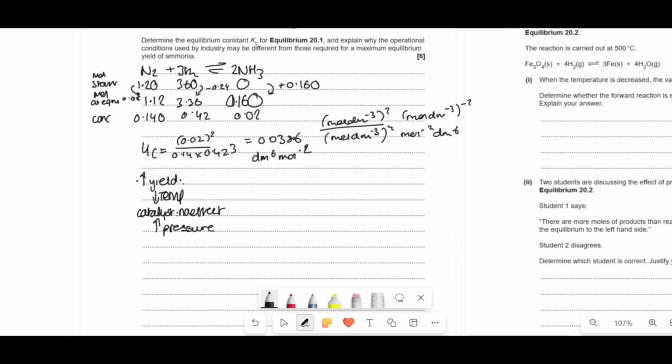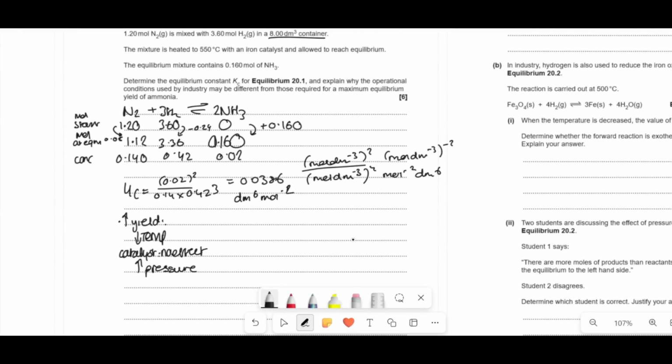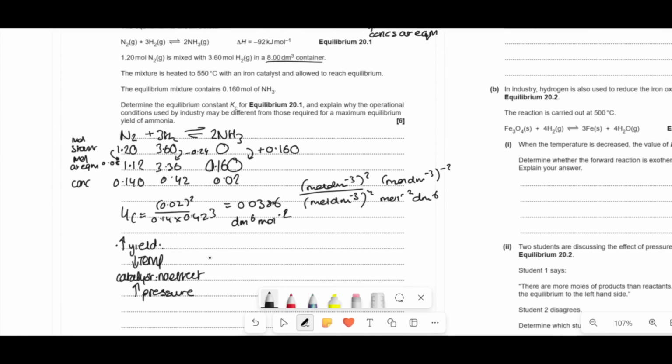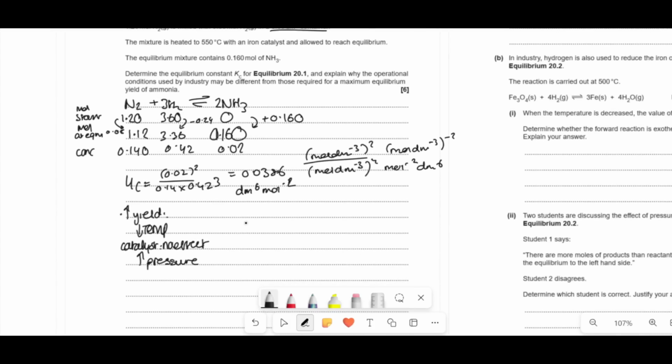So with this kind of question, think about what's going on in terms of what you've just found out, and think about what problems might come as a result if you're running a business that tries to make this thing industrially. In this question, we found that the highest yield would be if we had a low temperature. The catalyst is used for some reason, but it doesn't really have an effect. And if we have a really, really high pressure.